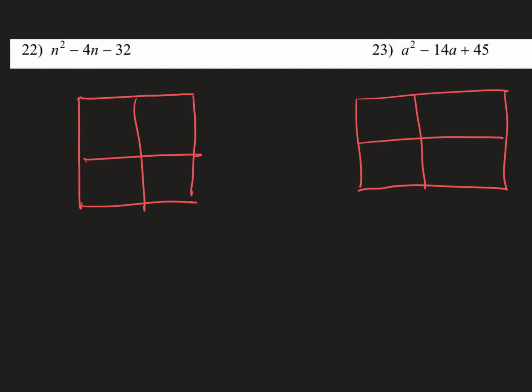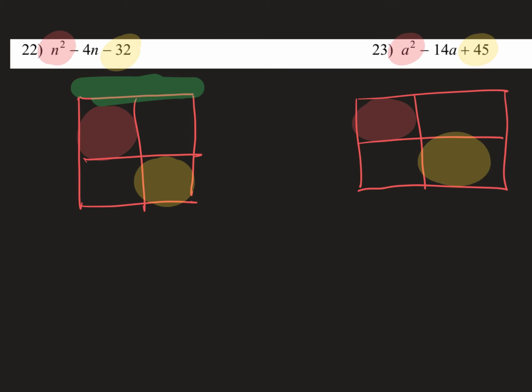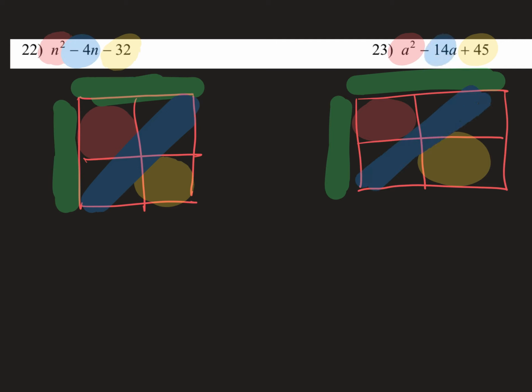In the first box, you're going to put the first variable. In the second box, you're going to put the constant. And our answer will be along the top and the side. And these two have to add up to give me this. And these two have to add up to give me this. Okay, so n squared goes here, a squared goes here, negative 32 goes here, positive 45 goes here.